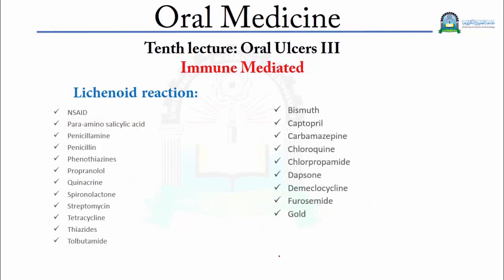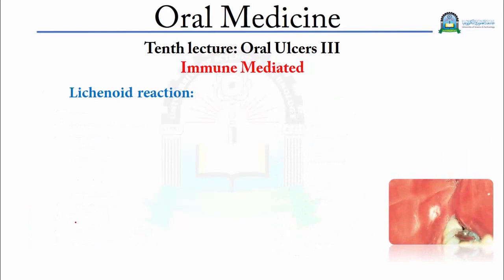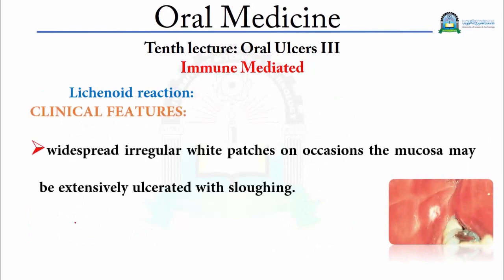This is an expanded list of the drugs which can lead to lichenoid drug reactions: the non-steroidal anti-inflammatory drugs, as we mentioned, para-aminosalicylic acids, penicillamine and penicillins, phenothiazines, and also propranolol. This is the list of the drugs that can lead to lichenoid drug reactions, so it should be taken into your consideration when taking the patient's history and especially the medical history.